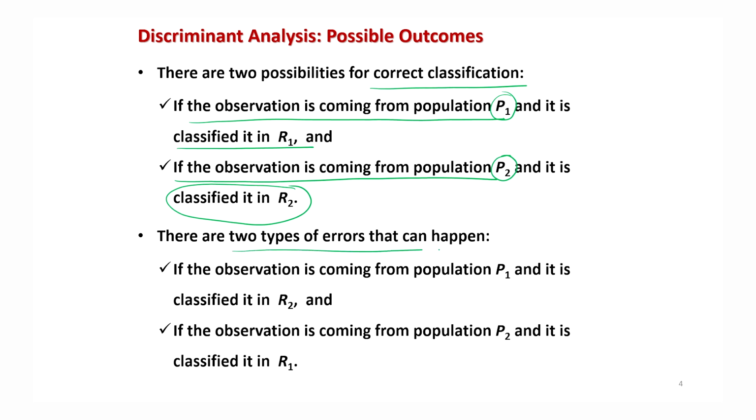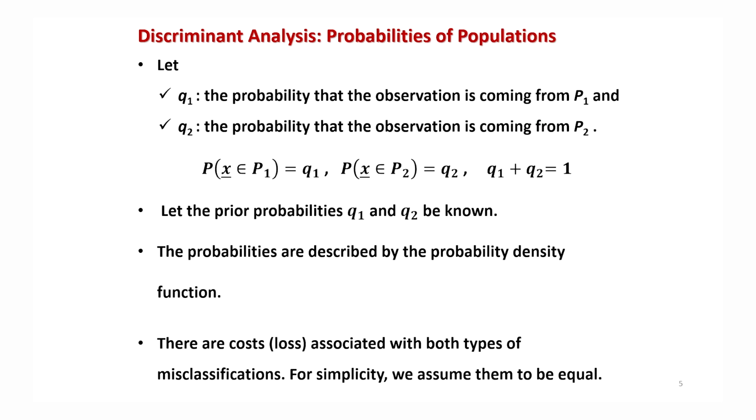These two types of errors can happen in case the observation is coming from the population P1 and it is classified into R2, or the observation is coming from population P2 and it is classified into R1. So there are two possibilities for the correct classification and two possibilities for the incorrect classification. Now the question is how to quantify them.